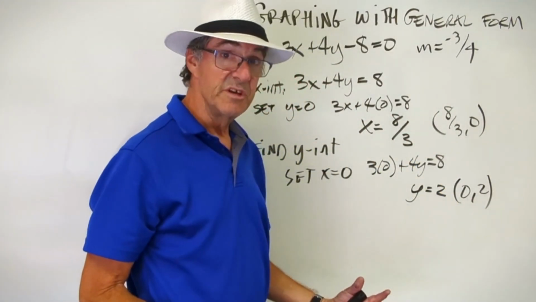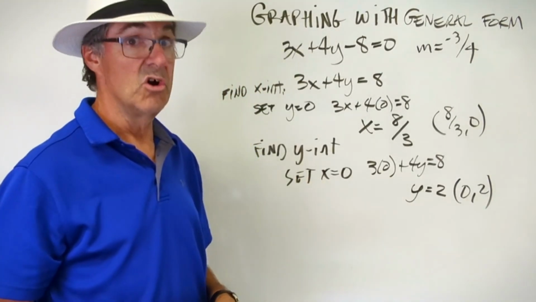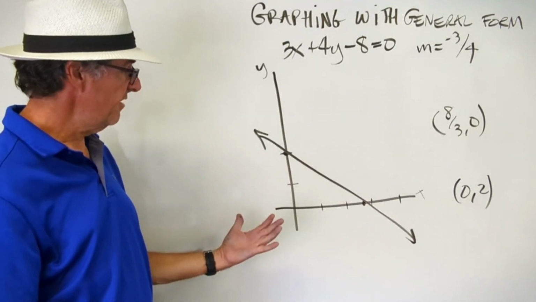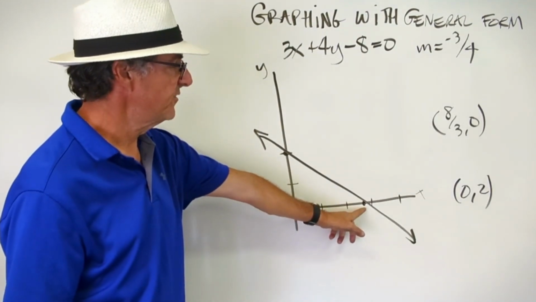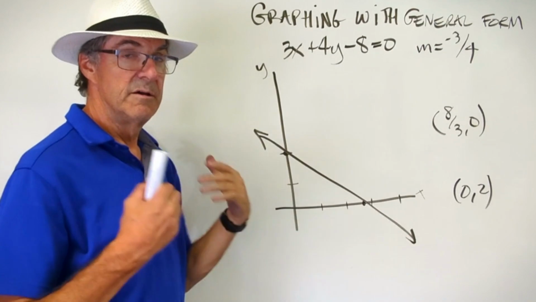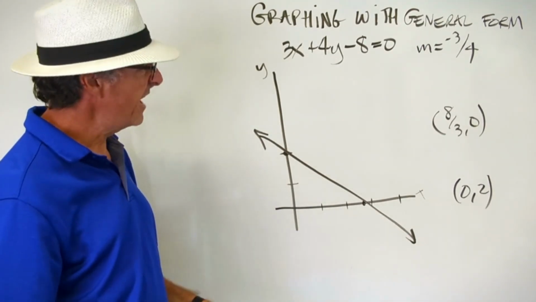So now I have my two intercepts. I can just go and do my graph. So here's my graph. My y-intercept at (0, 2). My x-intercept at (8/3, 0). Draw my line. Shazam! Now let's go back to our slope.